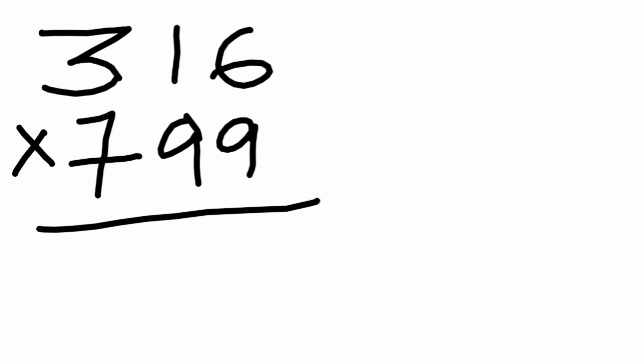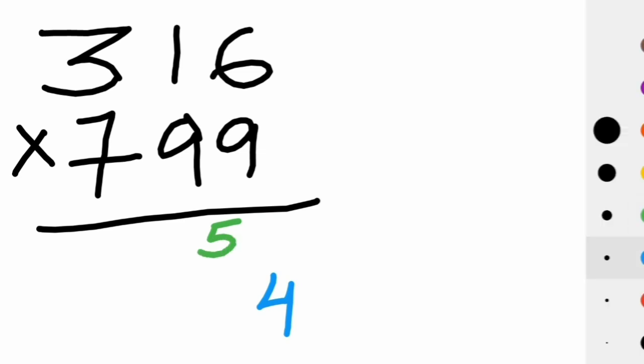9 into 6 is 54. So 4 we will write here, 5 will be carried. 9 into 1, 9. 9 6 are 54. 63 plus 5 is 68. We will write 8 here and 6 will be carried. Now 9 into 3 is 27. 27 plus 42, then plus 9, that will be 78. 78 plus 6 will be 84. We will write 4 here and 8 will be carried.